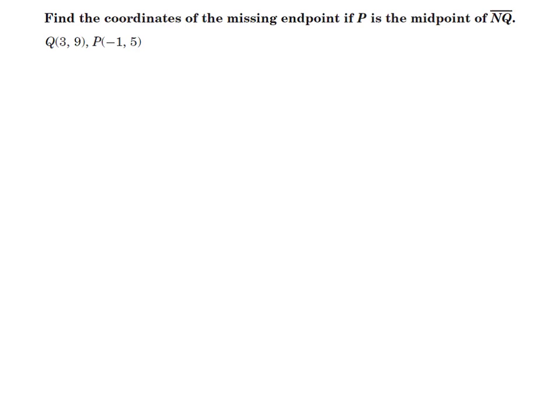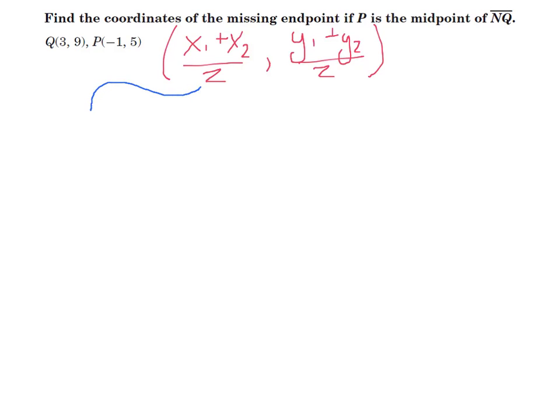We're going to start with our midpoint formula, which is (x sub 1 plus x sub 2) divided by 2, and (y sub 1 plus y sub 2) divided by 2. Now remember, this is two problems, so I'm going to have to do these separately. I'm going to have to do my x's separately from my y's. So we'll start with the x's.